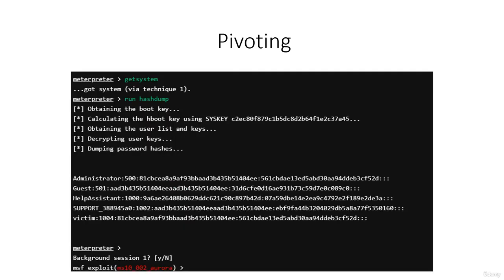So now that we have added our additional route, we will escalate to system, dump the password hashes and background our Meterpreter session. What you have to do now is getsystem. As you can see, after running getsystem, it gave you getsystem via the first technique. After that, just run hashdump. As you can see, this is using and bootkey, also getting the administrator hash.